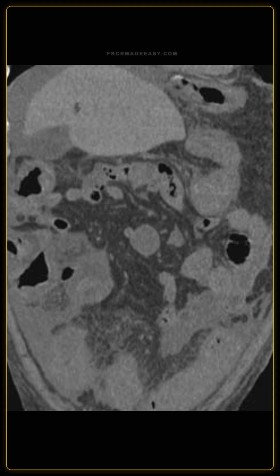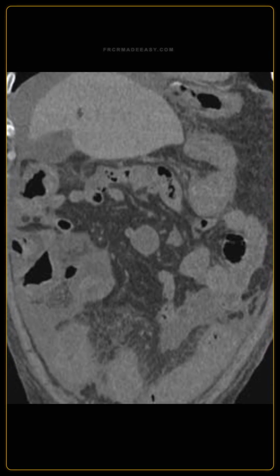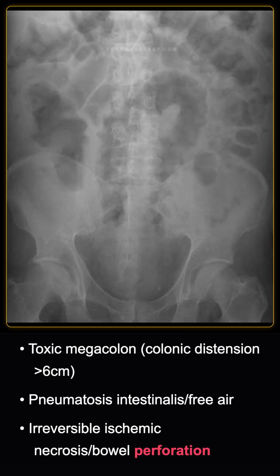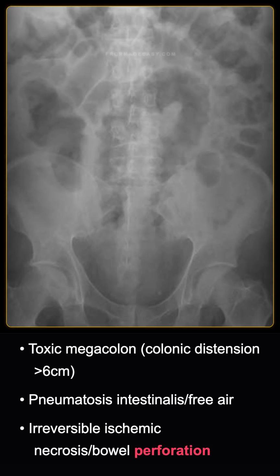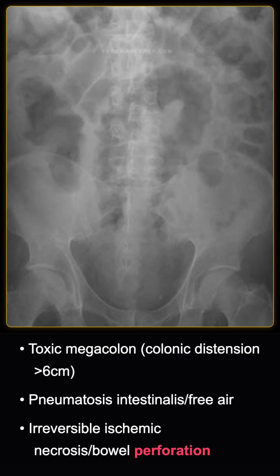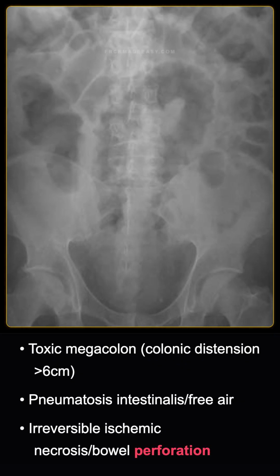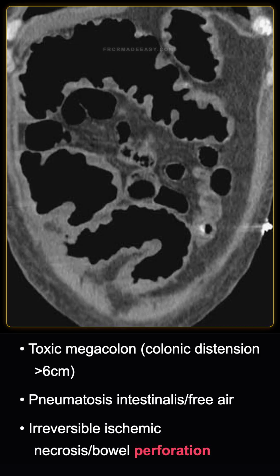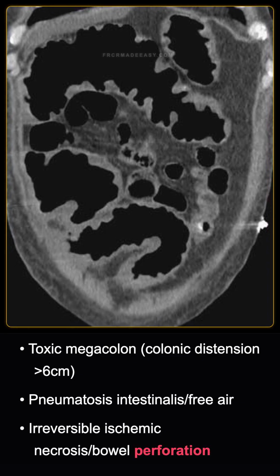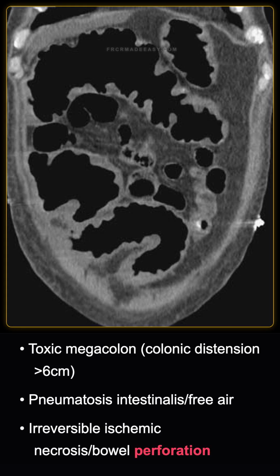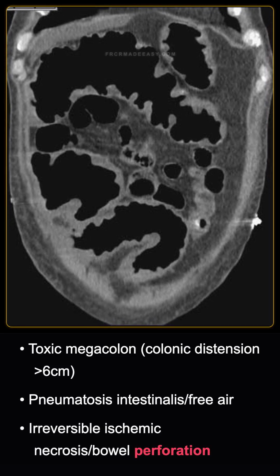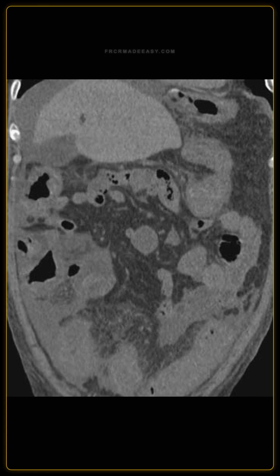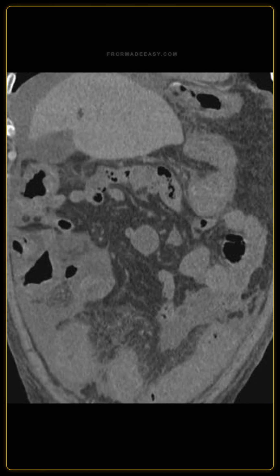What two critical life-threatening complications of this specific disease must you assess for on every single slice of the scan? So, I must meticulously evaluate for toxic megacolon, which is indicated by massive colonic distension greater than 6 centimeters with a complete loss of haustral markings. I must also search for pneumatosis intestinalis, or free intraperitoneal air, which would indicate irreversible ischemic necrosis and frank bowel perforation. How do you distinguish this severe pancolitis from ischemic colitis on CT?